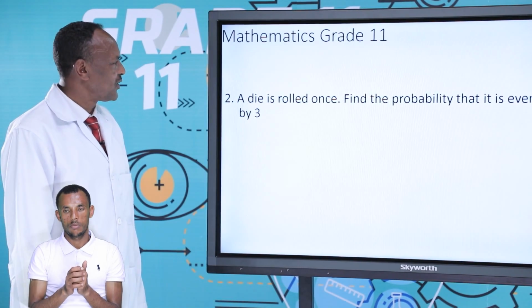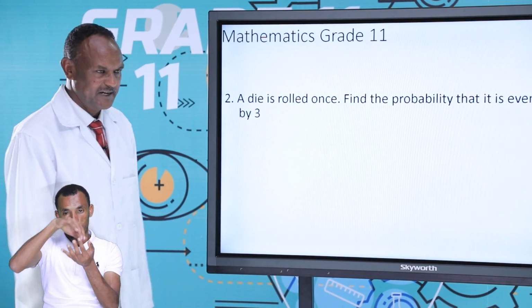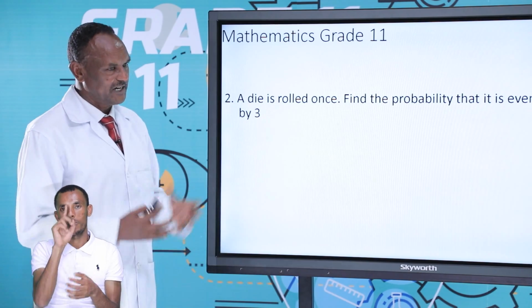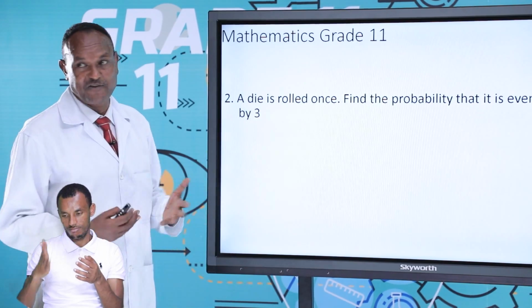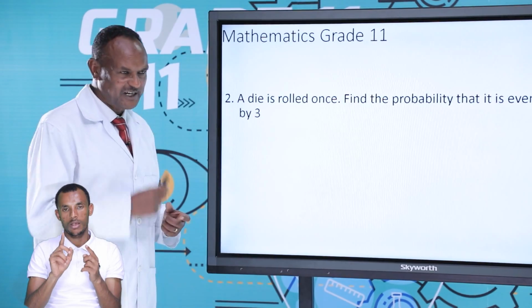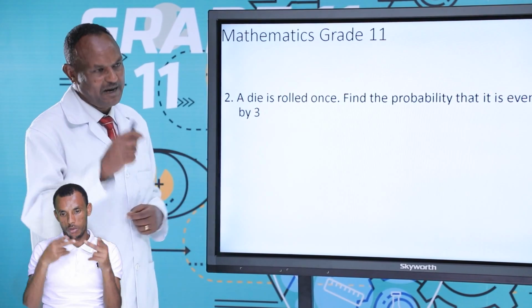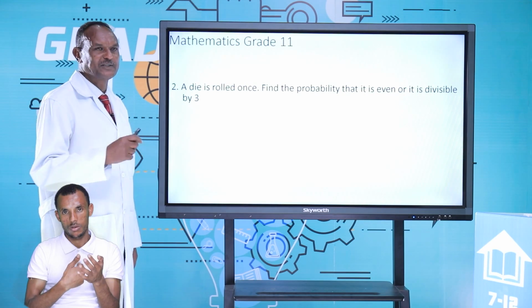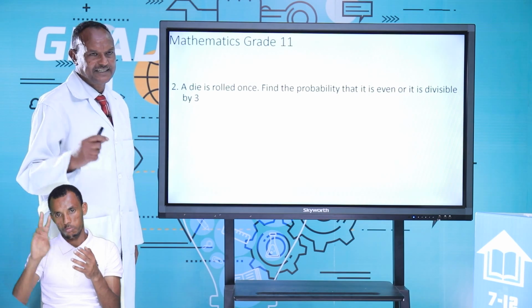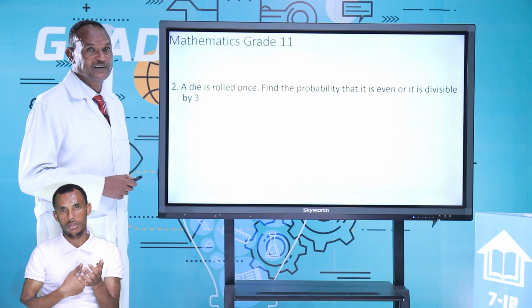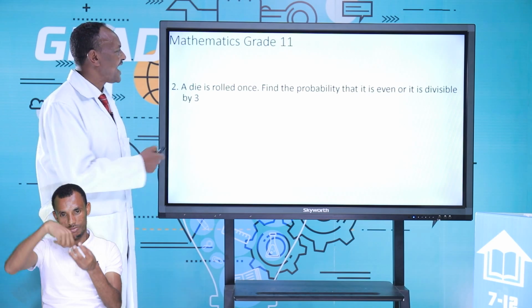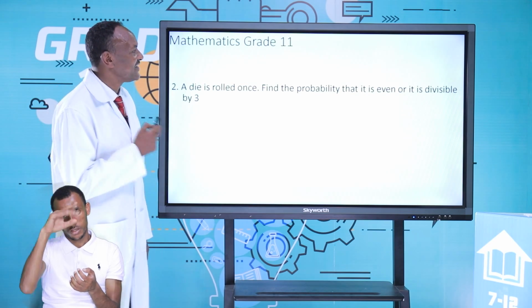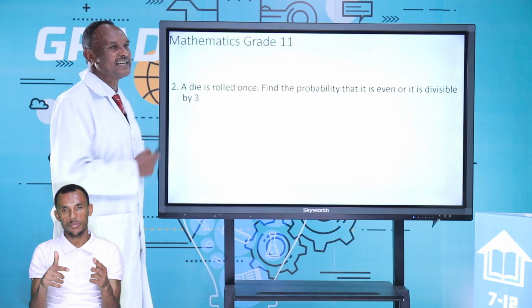A die is rolled once. A die is a cube, which has 6 faces. On each face we have different dots. On the first face, 1 dot to mean number 1. On the second face, we have 2 dots to mean number 2, and so on. The last face, 6, has 6 dots on it. Find the probability that it is even or it is divisible by 3.